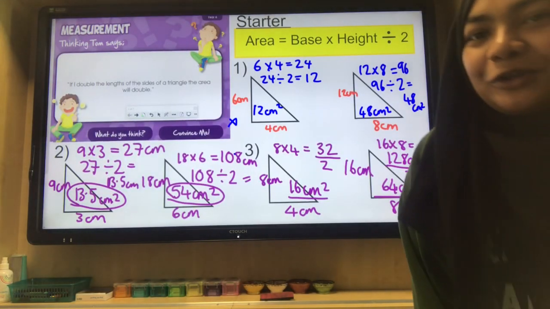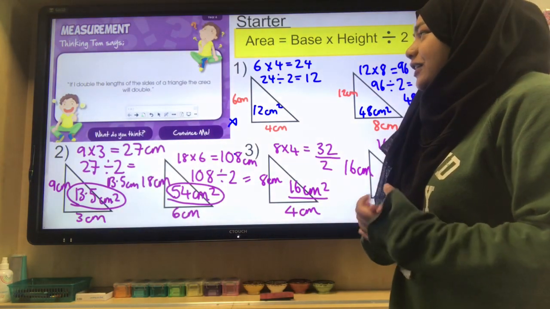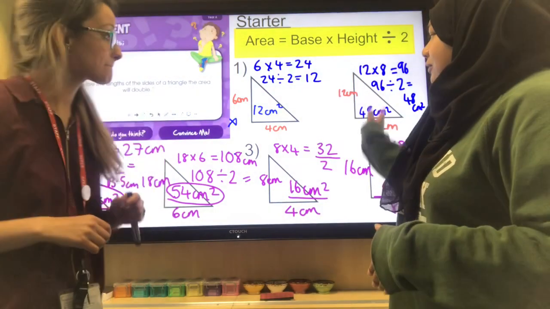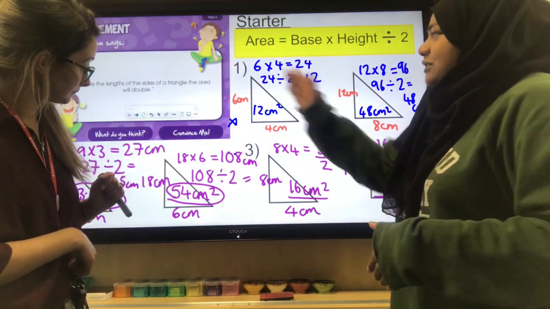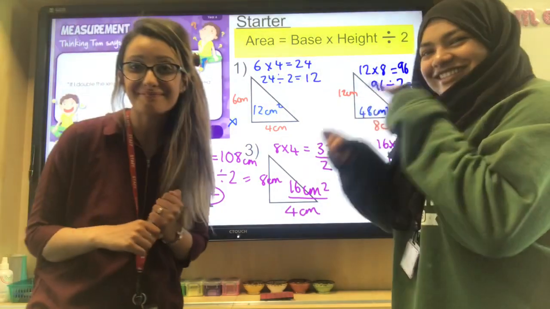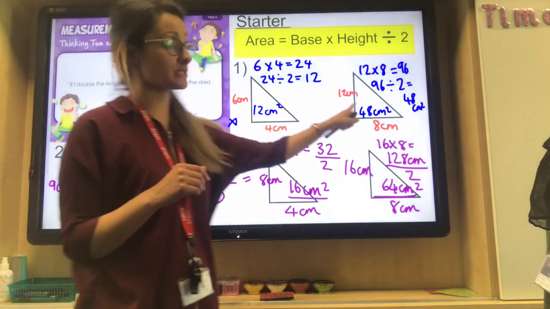Alright, we're back and we're joined by Mrs. Gale again. So we had the statement, if I double the length of the size of a triangle, the area will double. Obviously I've got 3 examples here and they all disagree with the statement, and Mrs. Gale is now going to explain why that is the case. Okay, so here it's not going to be double the answer, okay?